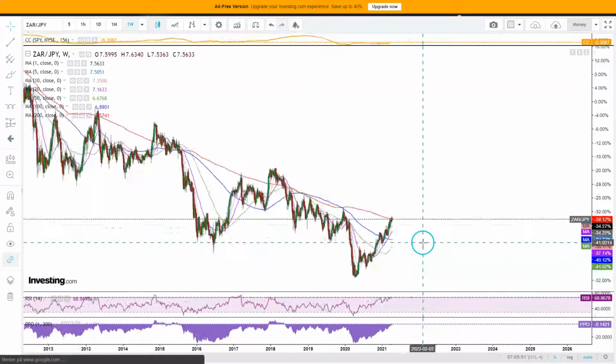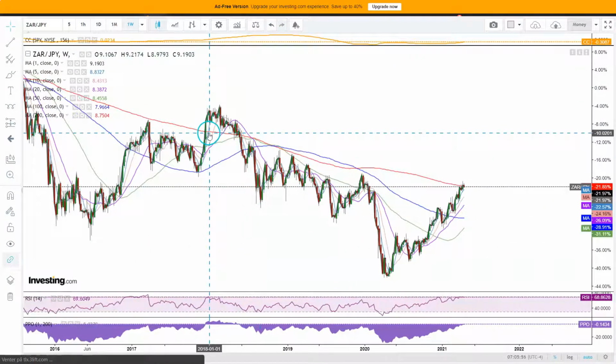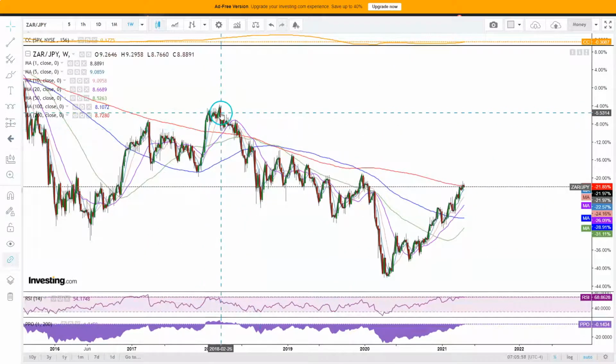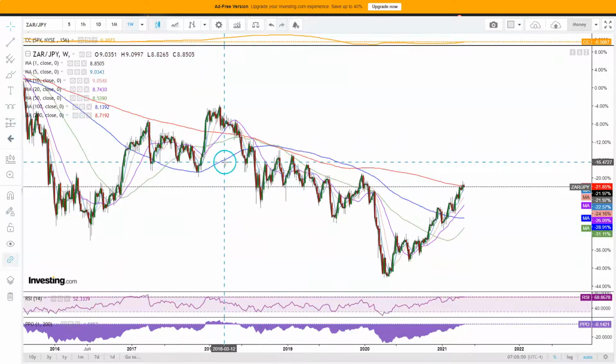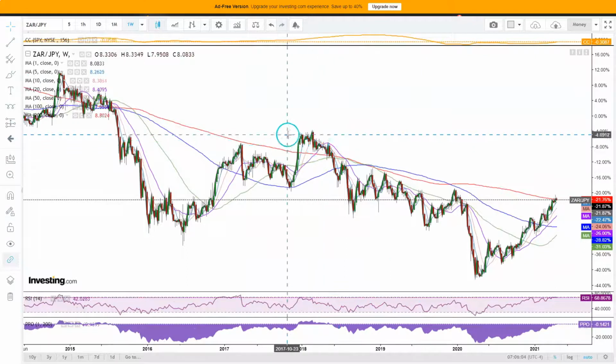If we zoom in a bit here, you can see that there have been times where we have been able to break out, peaking a bit above that resistance level, but the key thing is to be able to use it as support.